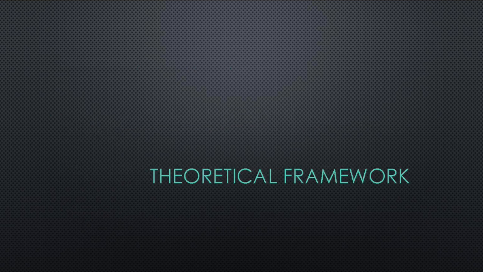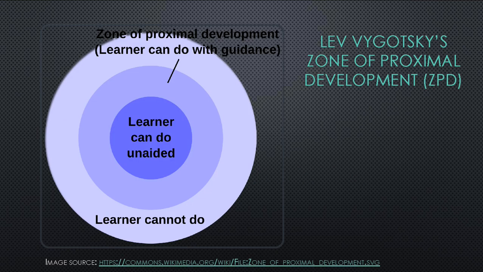The theoretical framework that I used for this literature review is the zone of proximal development, or the ZPD, which I mentioned earlier. This is a concept that was developed by the Soviet psychologist Lev Vygotsky in the 1920s. In his seminal work, Mind in Society, Vygotsky defined the ZPD as the distance between the actual development level, as determined by independent problem solving, and the level of potential development as determined through problem solving under adult guidance, or in collaboration with a more capable peer.